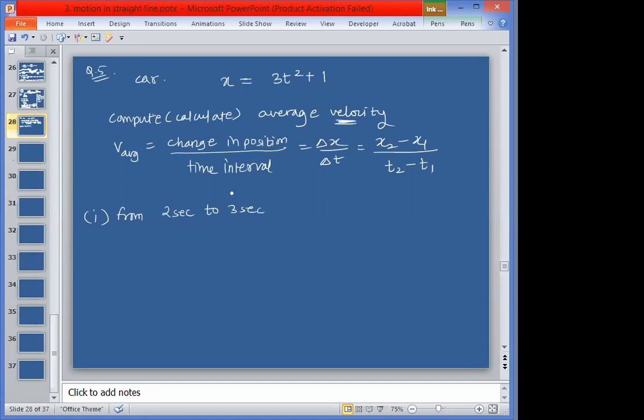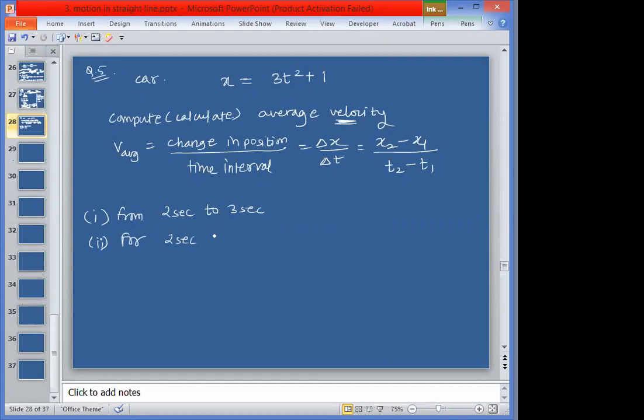Time 2 seconds and time 3 seconds. In between time 2 to 3 seconds. Time went from 2 to 3. In that time interval, what was the average velocity? Bit number 1, bit number 2. Everyone will solve this. From 2 second to 2.1 second.